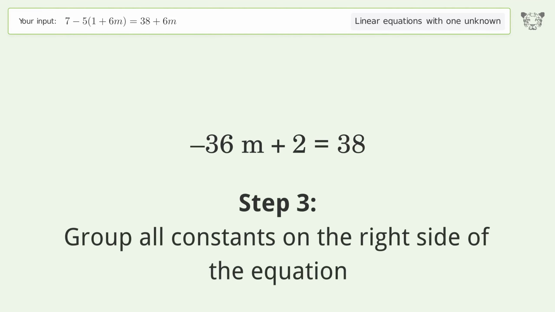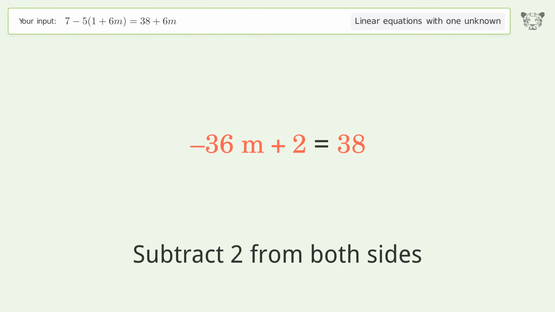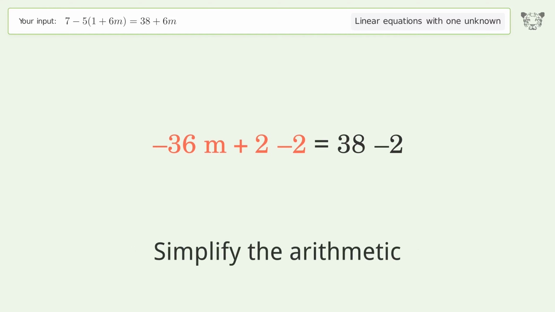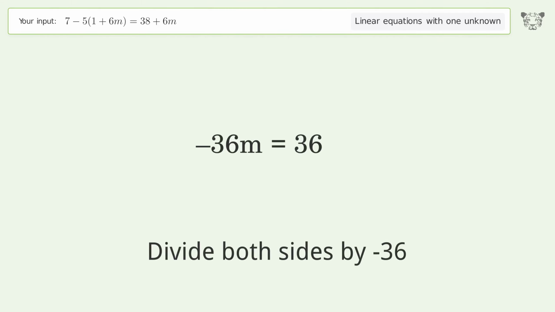Group all constants on the right side of the equation. Subtract 2 from both sides. Simplify the arithmetic. Isolate the m. Divide both sides by -36.